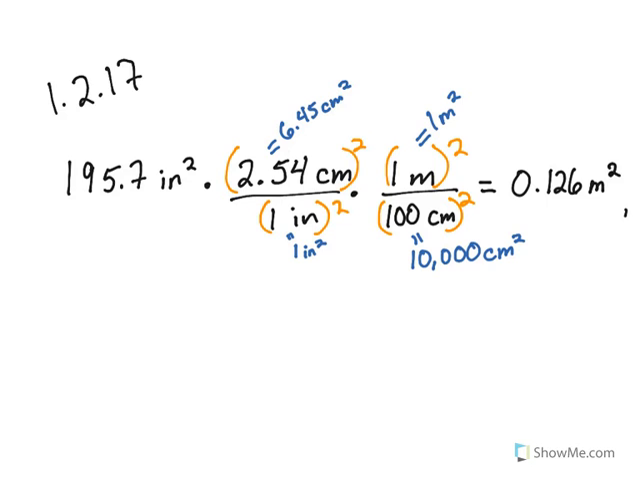And then once again we can ask ourselves, as we should have been doing for all of these problems, does my answer make sense? 195.7 square inches versus 0.126 square meters. If you think about the size of an inch versus the size of a meter, how many inches are in a meter? There's over 39 inches in a meter. It makes sense that the number of square meters in that many square inches is going to be a much smaller number, especially as you start adding dimensions to measurements like squaring or cubing.